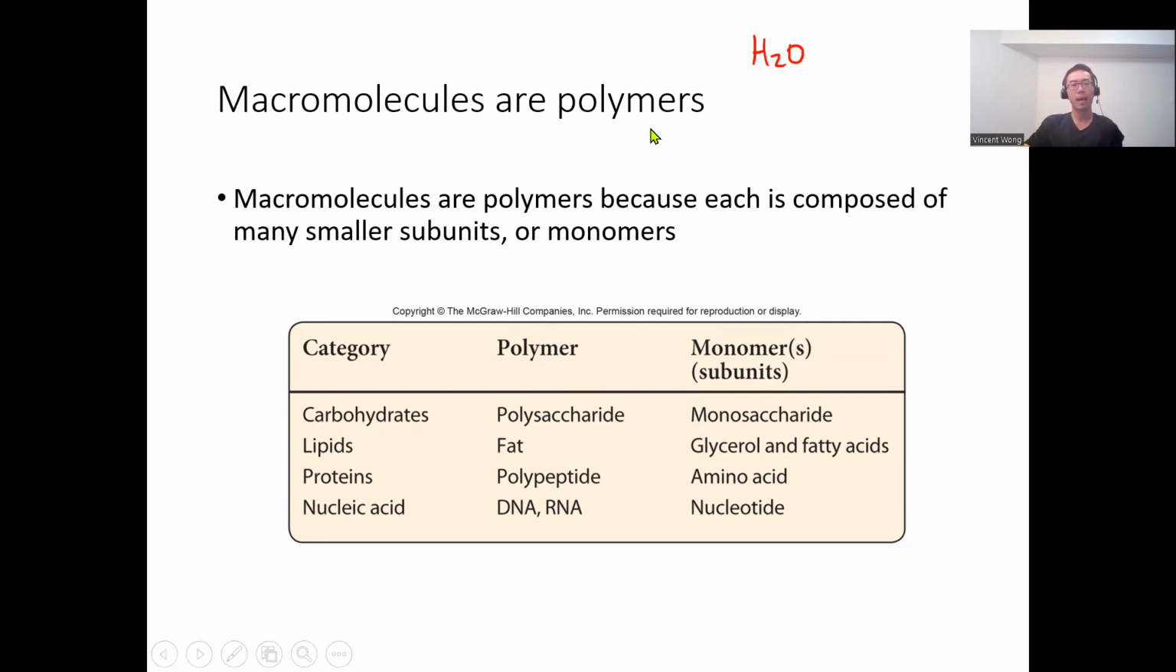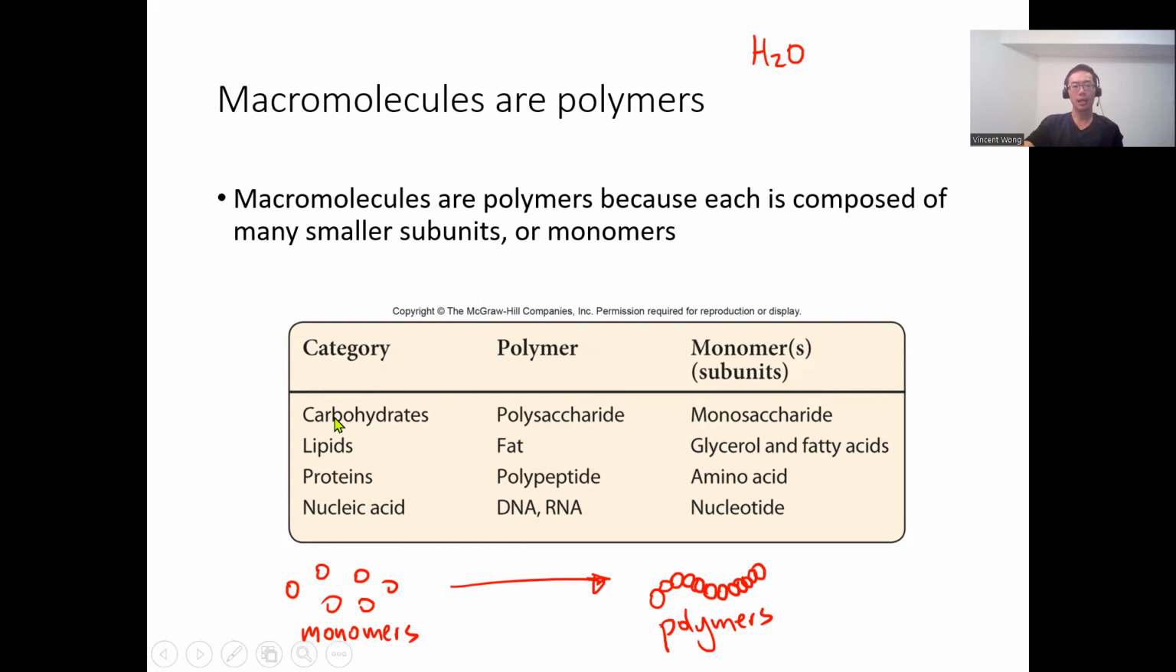And we can think of the macromolecules as polymers. Polymers are basically long chains of similar subunits that have been connected together. So we have these individual units that are called monomers, and you can link them together to form a long chain. These are called polymers. Each macromolecule has its own type of polymers, has its own type of monomers, rather.